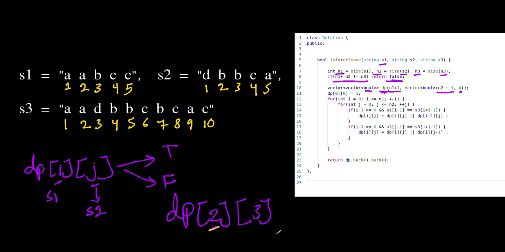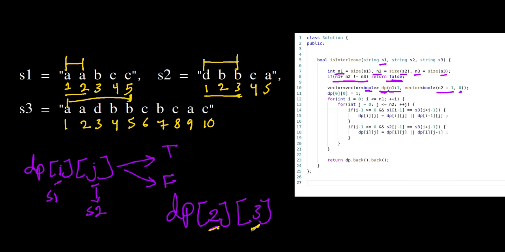So dp of 2, 3 is the solution for this part, which has 2 characters from s1 and 3 characters from s2, this part up to index 3. So we have 2 here, 3 here. In s3, 2 plus 3 is 5, so we have 5 characters.